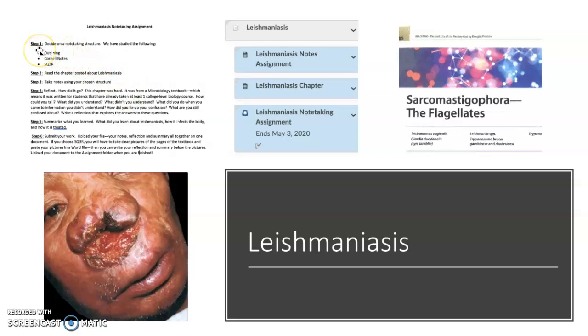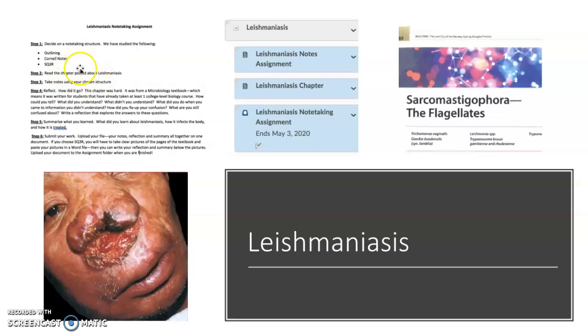So it says step 1, decide on a note-taking structure. We have studied the following: outlining, Cornell notes, SQ3R. So that means you need to do one of those 3 note-taking strategies. You cannot just take notes the way you want. A lot of you did that the last time. You just took your own notes. That is not what I want. I want to see that you're using some of the strategies that we've learned this semester. So outline or do Cornell notes or SQ3R, okay?